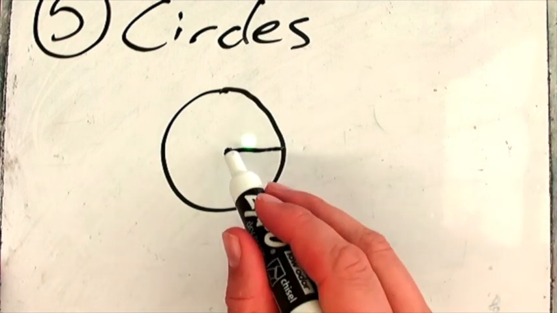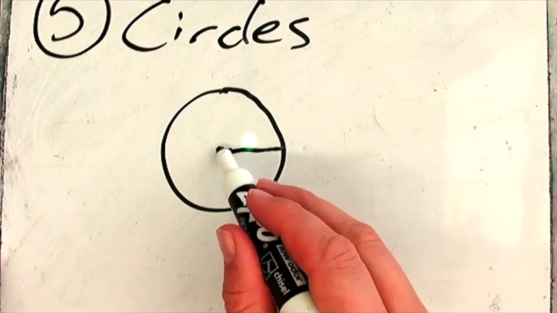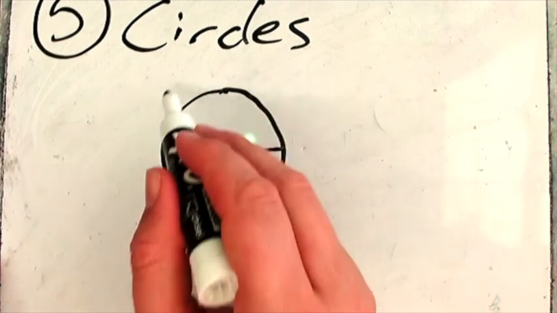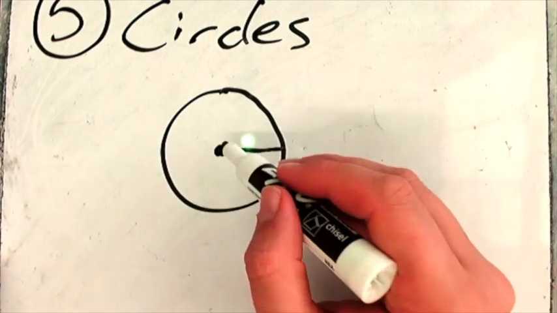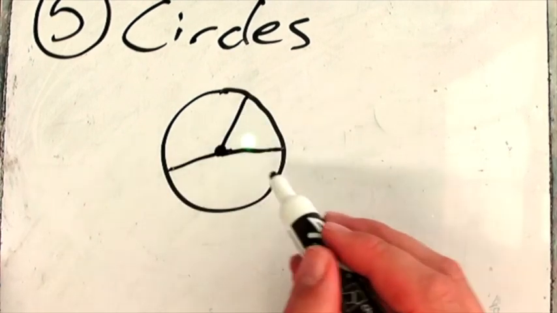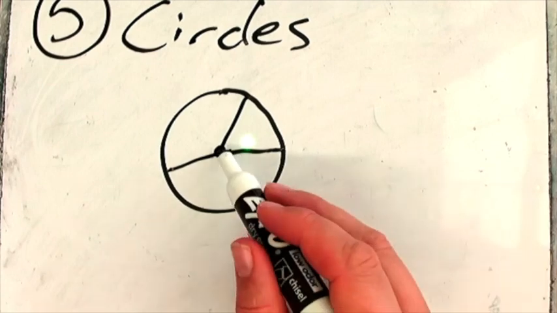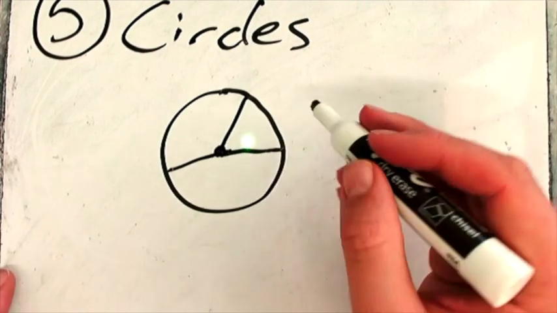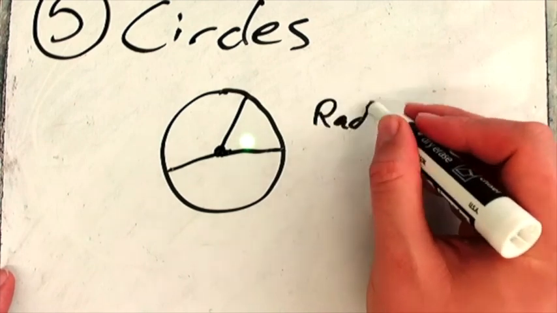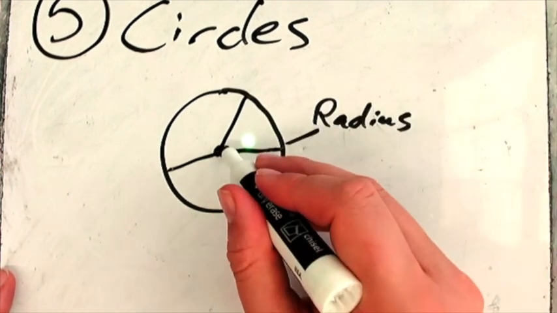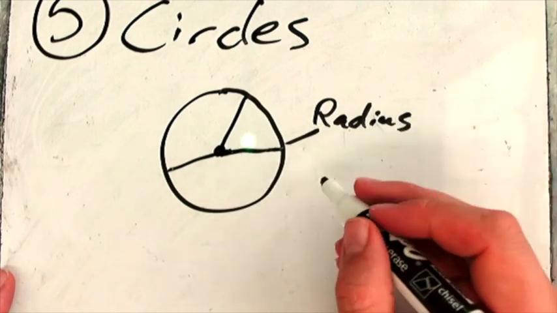From the midpoint, right in the center of the circle, to the edge is going to be the same value. So imagine that's the same as that, which is the same as that. All of these lines are the same length if it's right in the middle. That's how a circle is defined. So this is called the radius. The radius is from the middle to the outside.